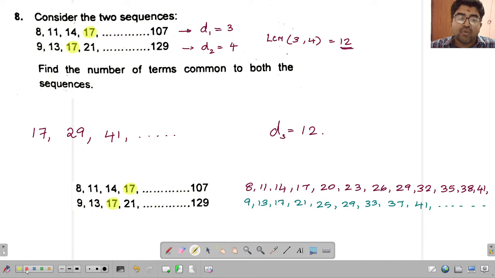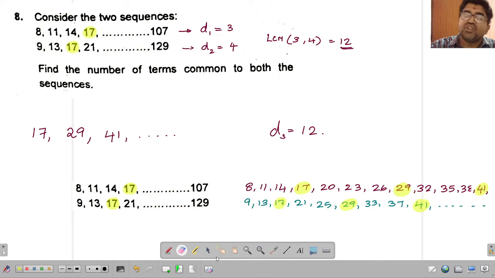Now see the common terms here. Don't you see that the first one is 17? The second one you see here, don't you see that it is 29? The third one you see here corresponds to 41. Like that, that is what I have presented here: 17, 29, 41. That's what I am getting here. So that is what I mentioned.